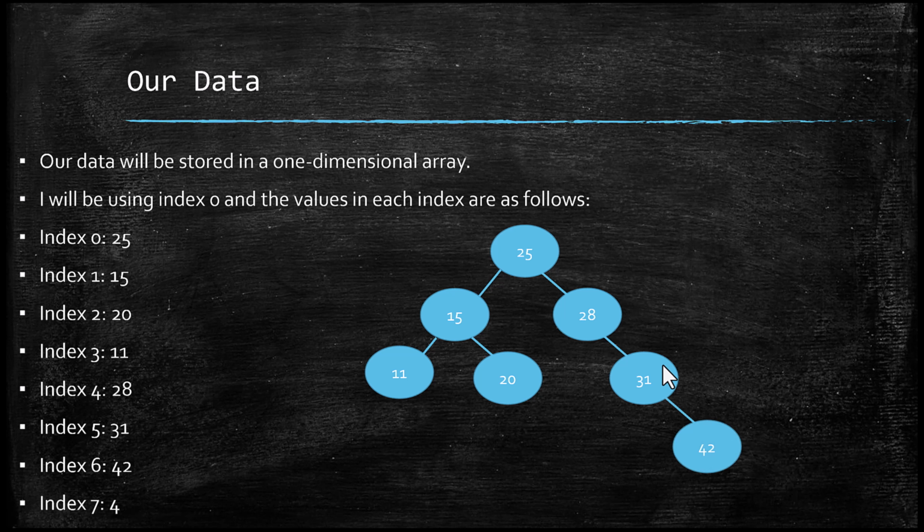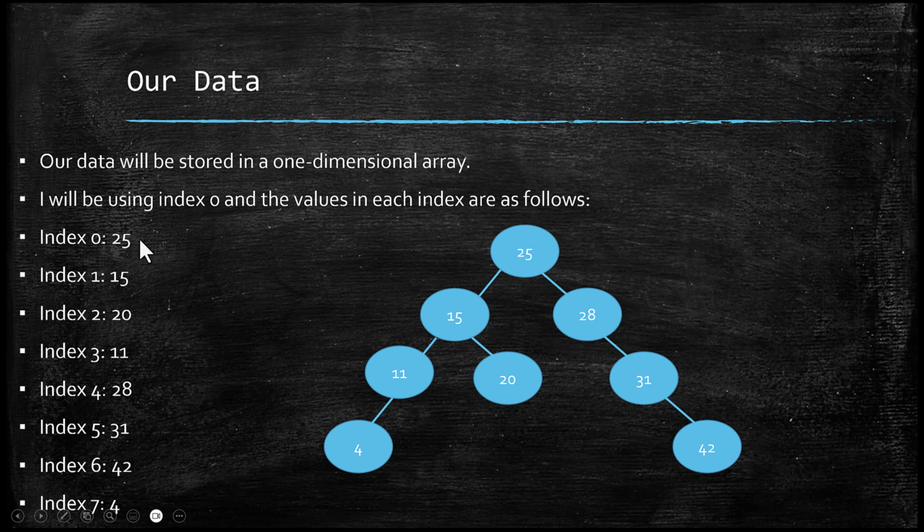My last value is going to be 4. I know 4 is less than 25. I know 4 is less than 15. And I know 4 is less than 11. So there is my final value. This is what our tree would look like if we were to draw it out on paper.